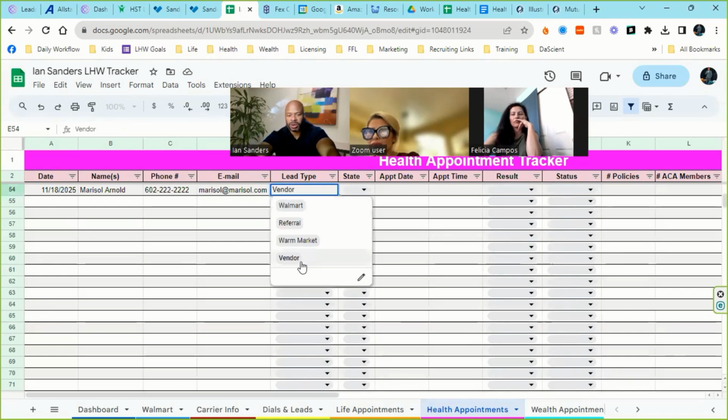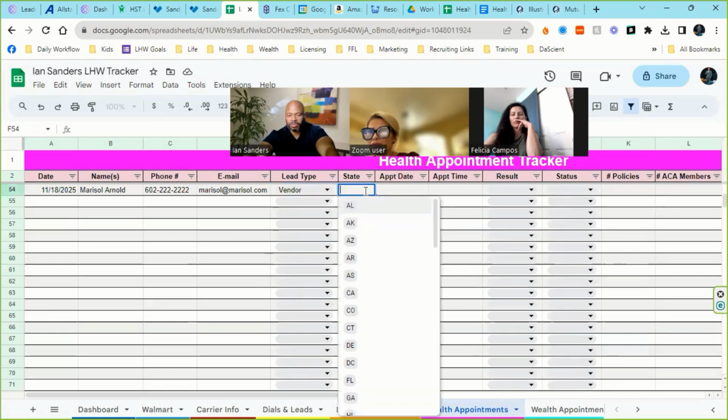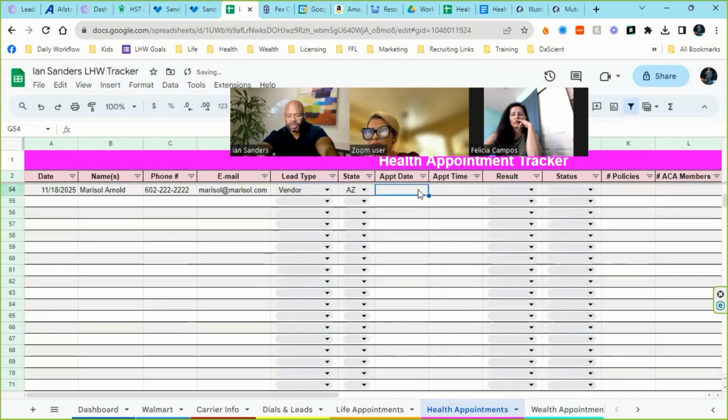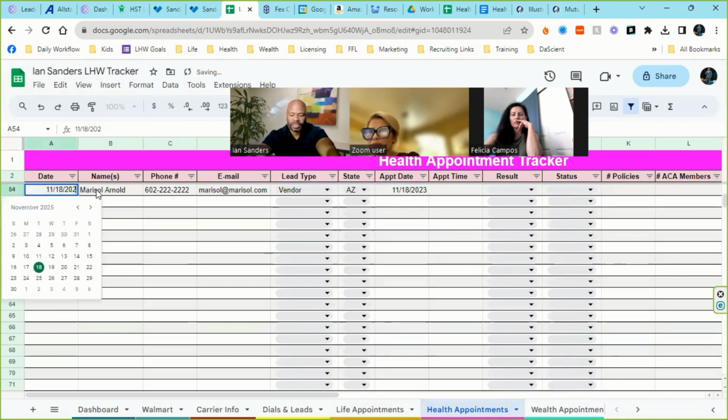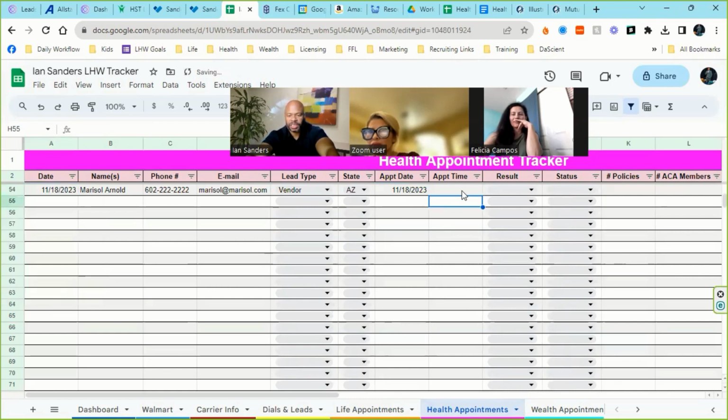Like I just want to know, hey, am I doing better with vendors? Because I don't really care where the leads come from, honestly. Or if I'm doing better with Warm Market or referrals or Walmart, because I do have the table set up at Walmart. You just select the state, you put the appointment date. Everybody's probably like, you sold this in the future. We're going to say 2 o'clock.